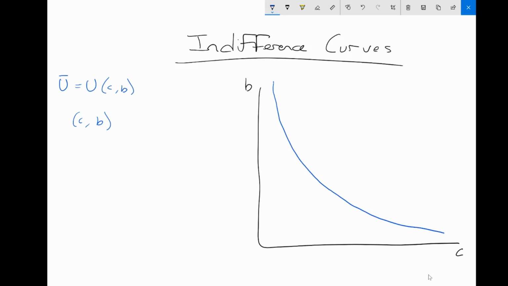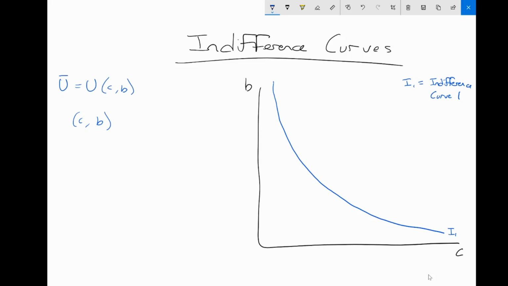So here's the curve. We'll label it I, maybe I1. That I1 stands for indifference curve 1. What this curve does is describe all the possible combinations of coffee and bagels that give the agent some fixed, or constant, amount of utility.